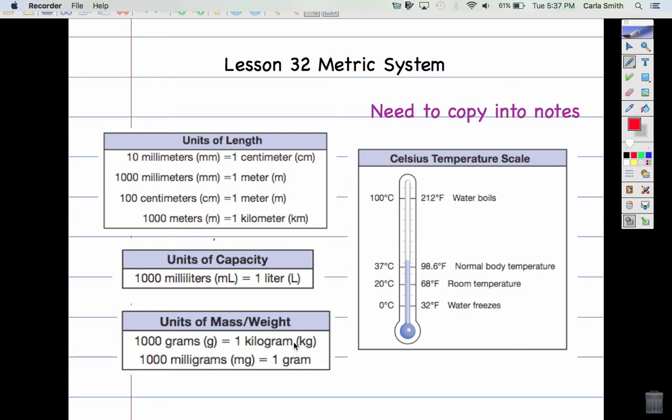And then for temperature, 100 degrees Celsius is 212 degrees Fahrenheit, and that's the point at which water boils. And then we have 0 degrees Celsius is equal to 32 degrees Fahrenheit, and that's when water freezes. And those are the two main ones that we want to talk about. But there are also a couple more conversions if you would like to pause the video and write those down.